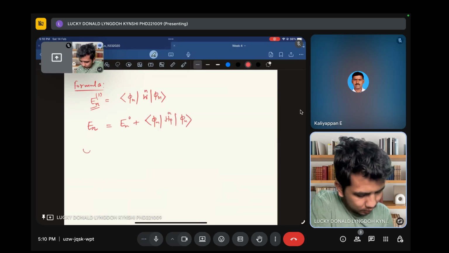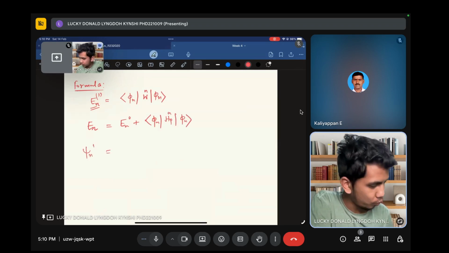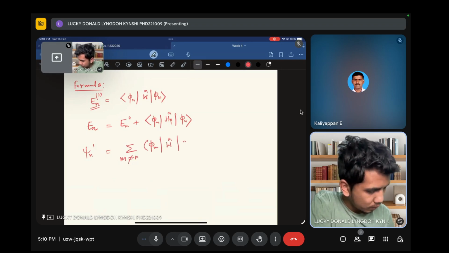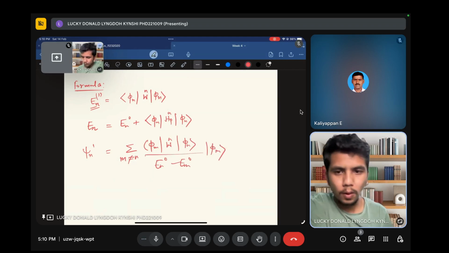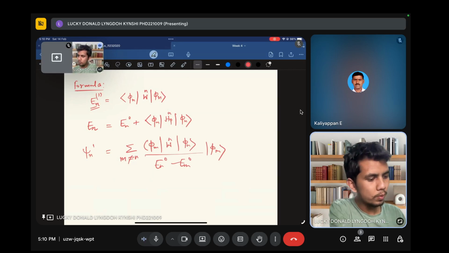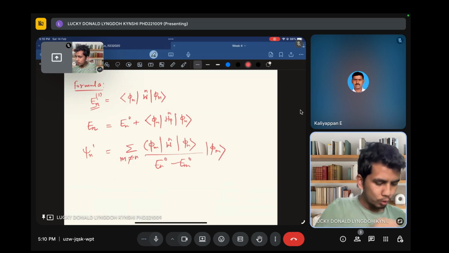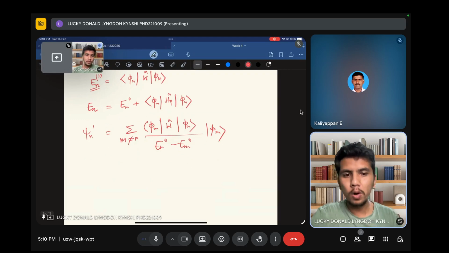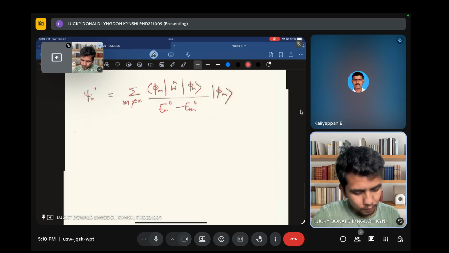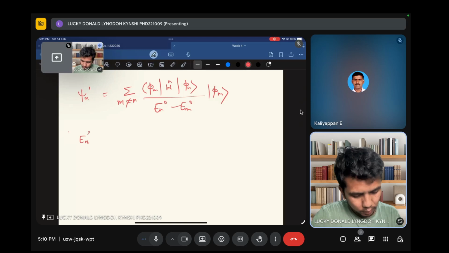And similarly, psi n1, the first order correction to the wave function, will be a sum over m of phi m times the matrix element of the perturbation between phi m and phi n, divided by En0 minus Em0. So just take this formula. When we solve these problems, and we will solve them, we will understand more. Other than the first order correction term, we also have the second order correction term, which is En2.